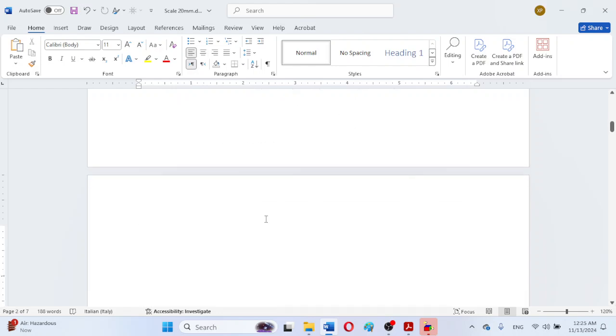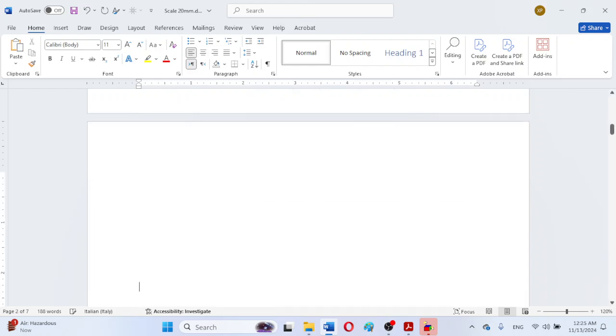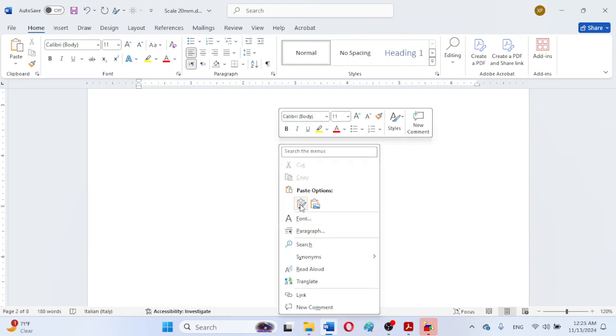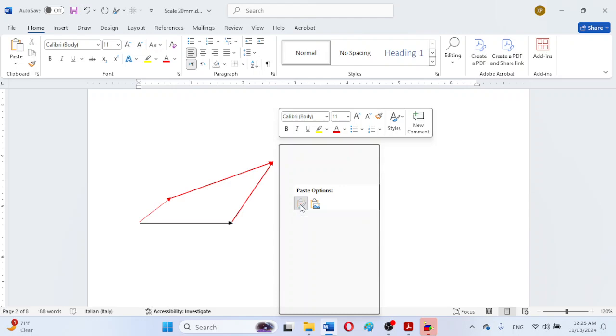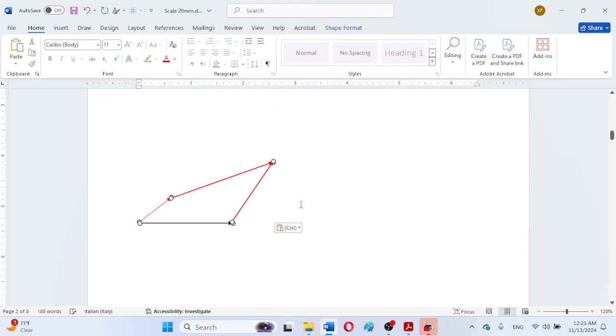Moving on to the next page here, at some suitable location we can paste this complete circuit. For example, at the center of this page, anywhere, I will choose keep source formatting in this way. So as can be observed, all the 4 links have been pasted.